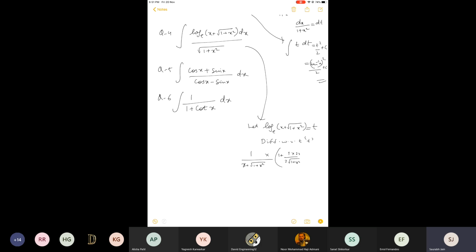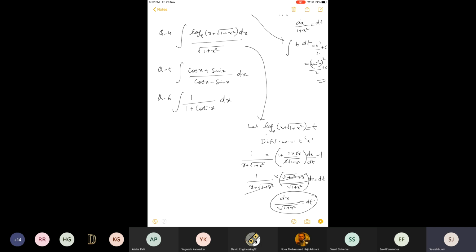Differentiation of 1 plus x square is 2x. And differentiation of x is dx by dt. And differentiation of t is 1. This gets cancelled. 1 upon x plus under root 1 plus x square into root of 1 plus x square plus x upon under root 1 plus x square dx equals dt. This gets cancelled. So dx by under root 1 plus x square is dt.